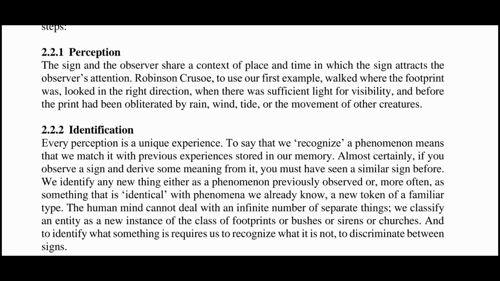The sign and the observer share a context of place and time in which the sign attracts the observer's attention. Robinson Crusoe, to use our first example, walked where the footprints were, looked in the right direction when there was sufficient light for visibility, and before the print had been obliterated by rain, wind, tide, or the movement of other creatures.